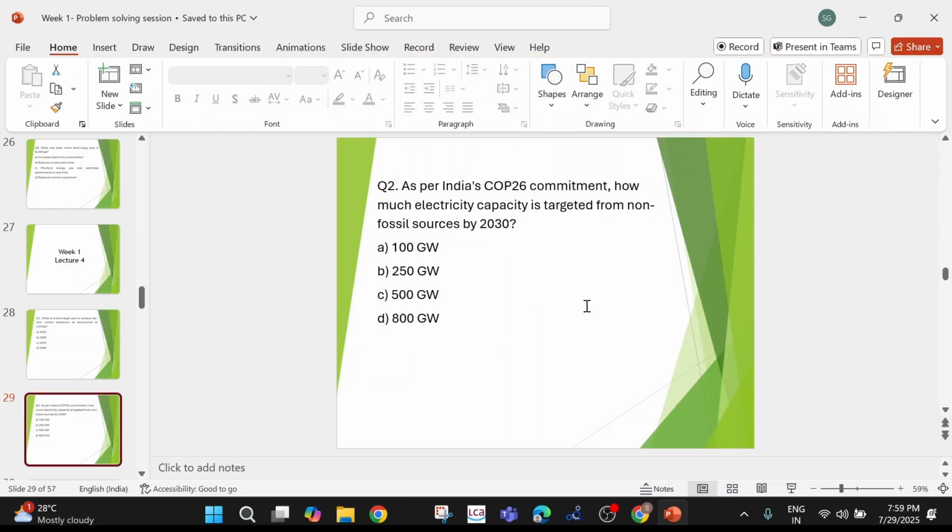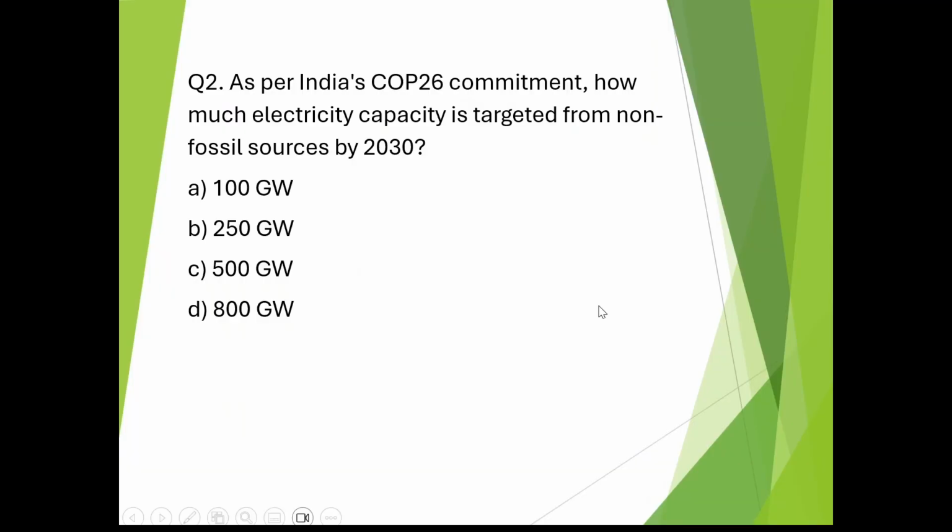Question number 2. As you can see, India has committed to achieving 500 gigawatts of energy capacity from non-fossil fuel sources by 2030 as a part of its climate commitments. So this was declared in this COP26 meeting, and option C is the correct answer. Let's move to the next question. Question number 3.